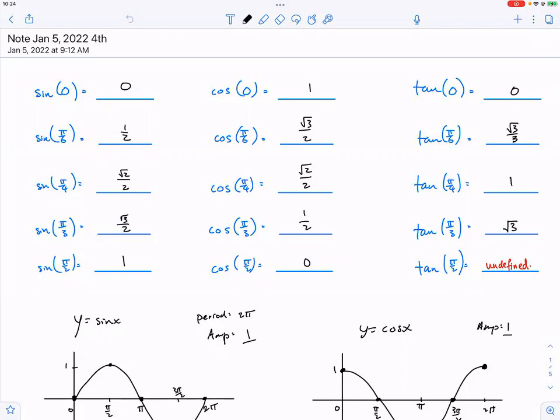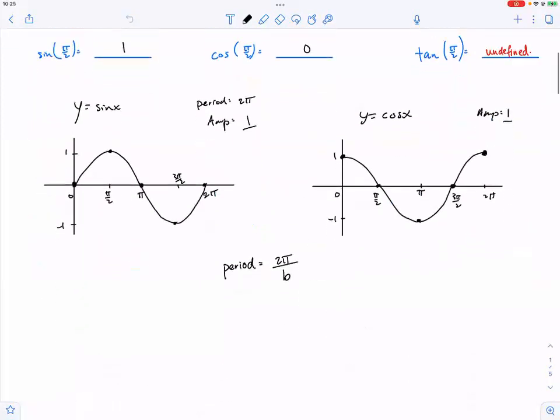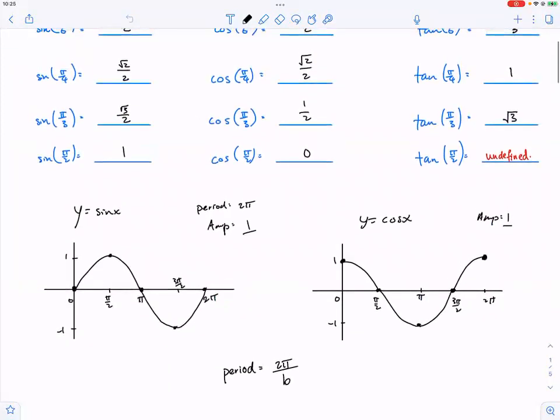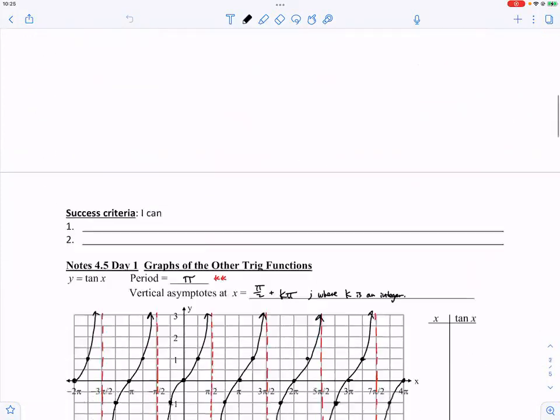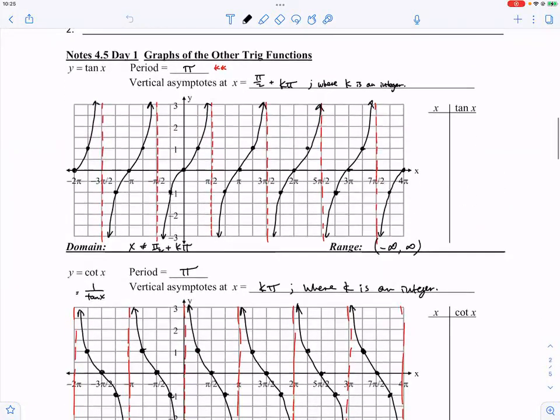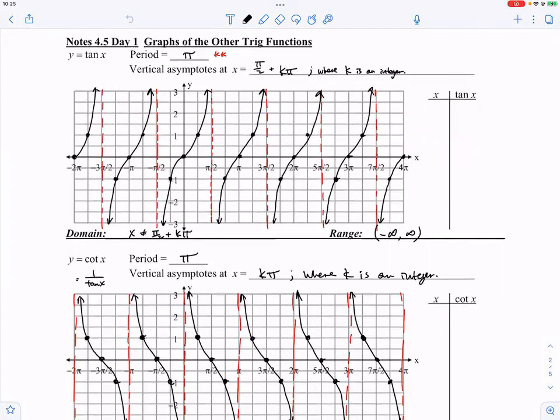Which quadrants are positive? A, it's all functions are positive in quadrant 1. Sine and cosecant will be positive in quadrant 2. Tangent and cotangent will be positive for quadrant 3, and cosine and secant will be positive in quadrant 4. Okay, we made a couple of sketches on sine x and cosine x, which we did use yesterday. We look at the graphs for tangent and cotangent. We will do a few more today.